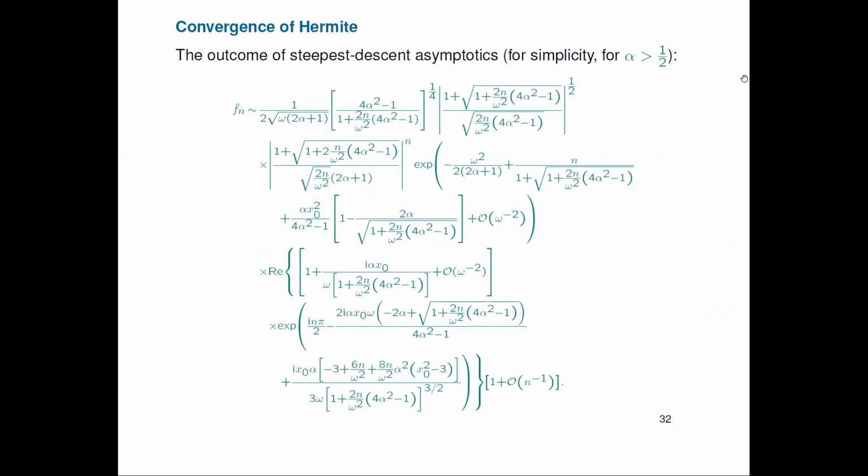So let us try convergence of Hermite. And so this is an asymptotic formula for Hermite for the case alpha greater than minus a half. And this is only the final product. To reach this, you need tens of pages of nasty algebra. And this is really very, very nice, but quite opaque. What does it mean?